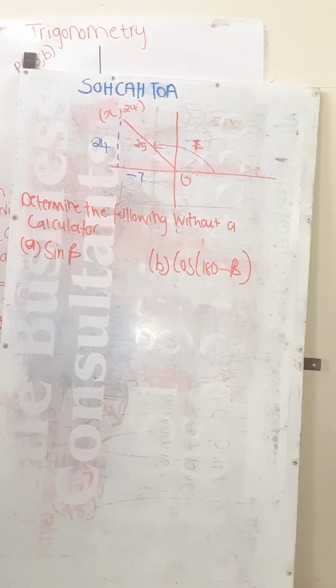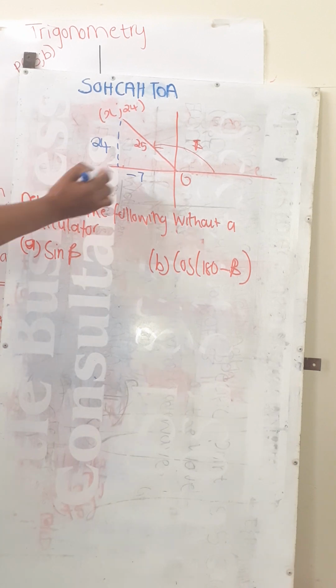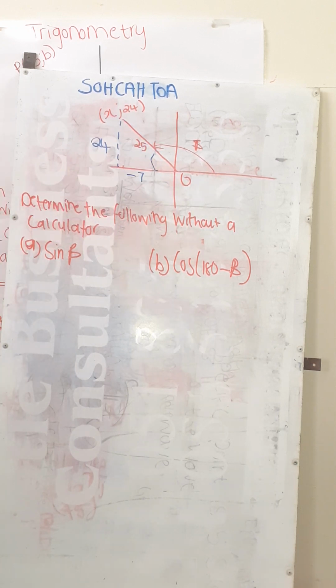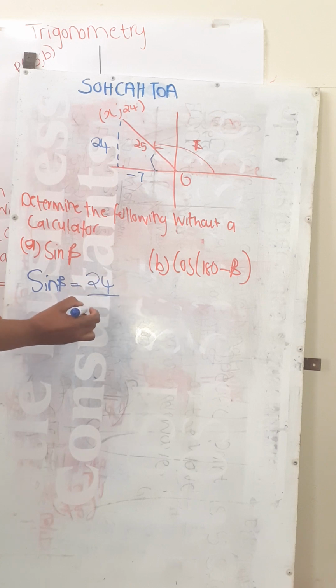So sine is opposite over hypotenuse. This is angle beta, so this side is opposite to beta, and this is always the hypotenuse, the longest side of the right angle triangle. So that will be that. So sine beta will be equal to opposite, which is 24, over hypotenuse, which is 25, and that is the final answer.